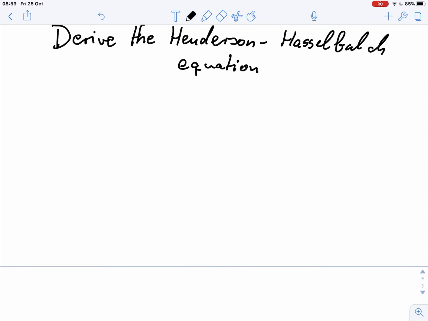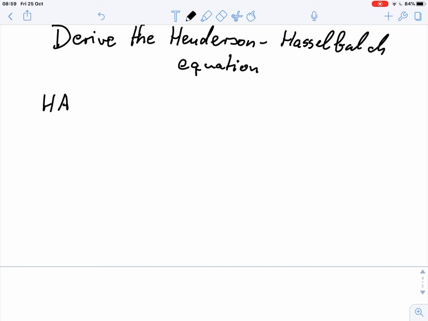In this video clip, I want to briefly derive the Henderson-Hasselbalch equation, and this equation actually tells us how we deal with a mixture of an acid and the corresponding conjugate base. And this is the basis of any buffer that we are going to use. So let's quickly write down just a simple equation where we have an acid.